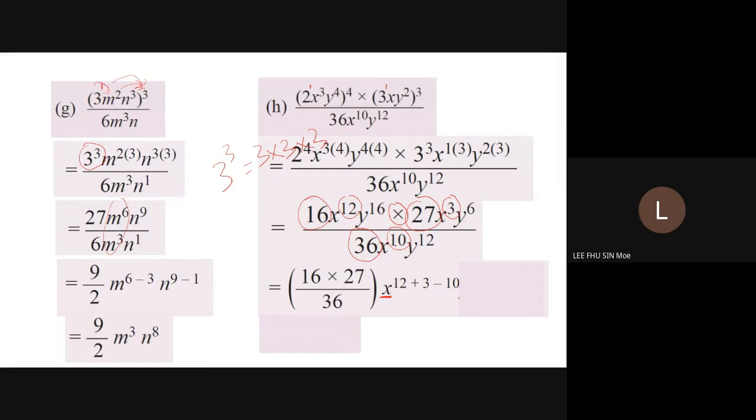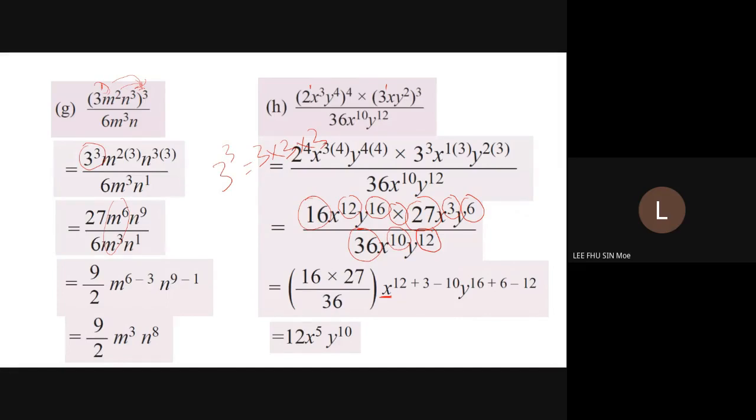And then the next one, now we do for y. For y, this one 16 has to plus 6, because this one is multiply, right? And then minus 12. Something like this. Just press a calculator, simplify it. So I hope you get the idea how to solve this problem.